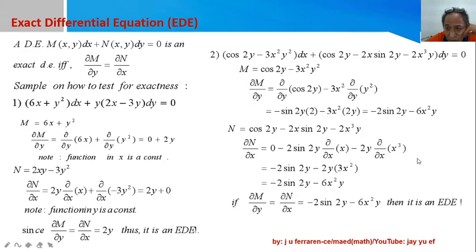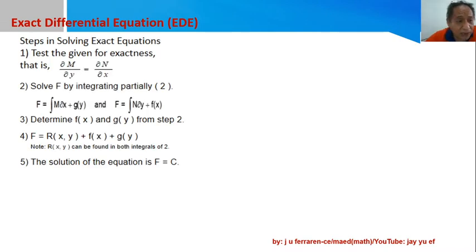So all in all, we have derivatives which are actually equal. Now, therefore, it is observed that the given equation in number 2 is also an exact differential equation. Now, after we know that the dA is exact, how do we proceed in finding the solution of the differential equation? We are given steps here to follow.